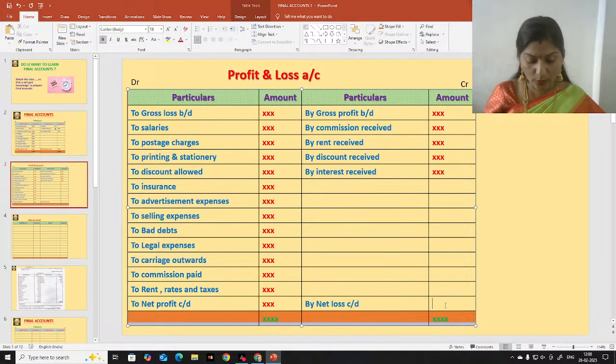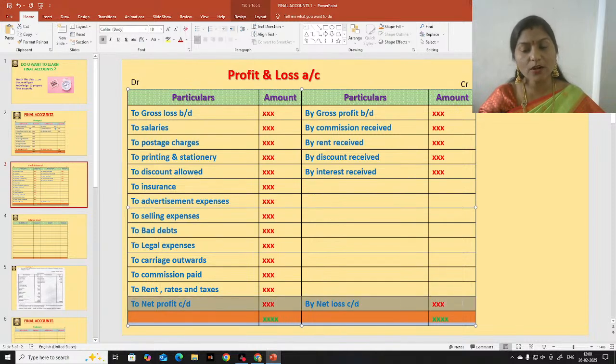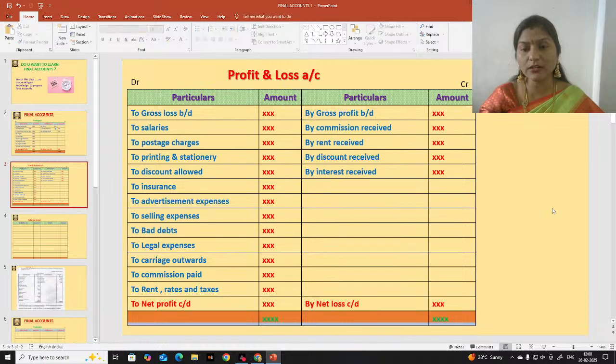Okay, but we don't get both at a time. Any one we will get, either net profit or net loss. If the amount is less on the debit side, we will record the answer on the debit side, that is net profit. If the amount is less on the credit side, we will record net loss on the credit side. Any one we will get, because the amount will be less on one side and more on the other side, and we will record both sides in totals.